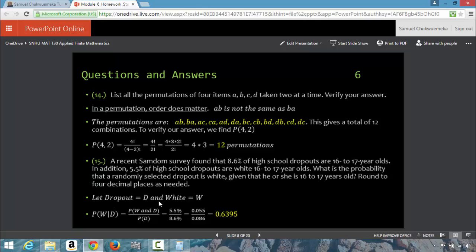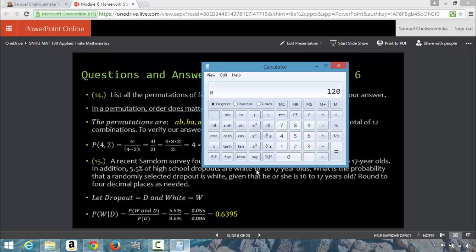So we can say let dropout be D and let white be W. What is the probability of selecting a white given that he is a dropout 16 to 17 years old? So you use the formula: probability of white and being dropout, 5.5%, divided by probability of being dropout, 8.6%, and that gives you 0.6395. You can verify it with the calculator. 0.055 divided by 0.086 gives 0.6395.